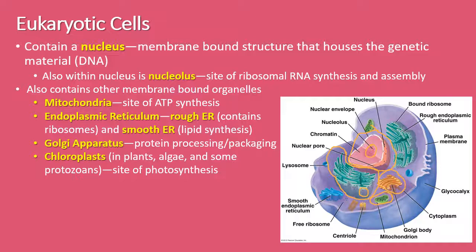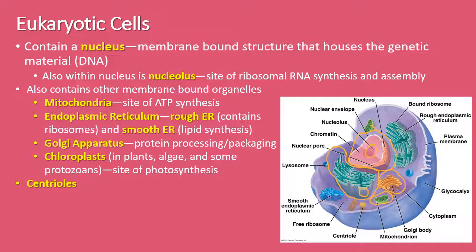And chloroplasts are found only in plants, or not only plants, but photosynthetic organisms, so plants, algae, and even some protozoans. And this is the site of photosynthesis. So this is where it takes light energy, water, and carbon dioxide and produces glucose molecules.